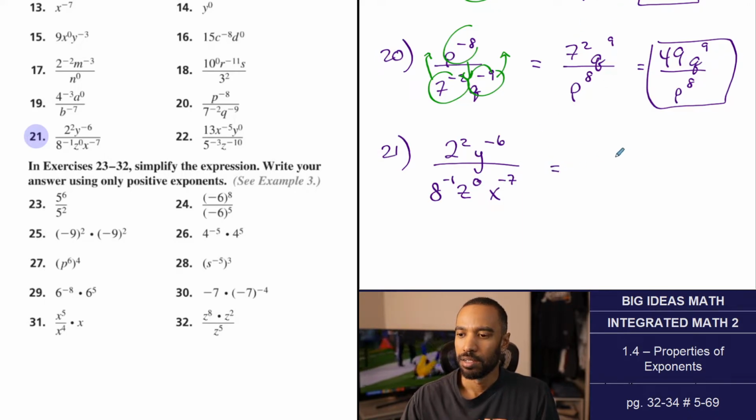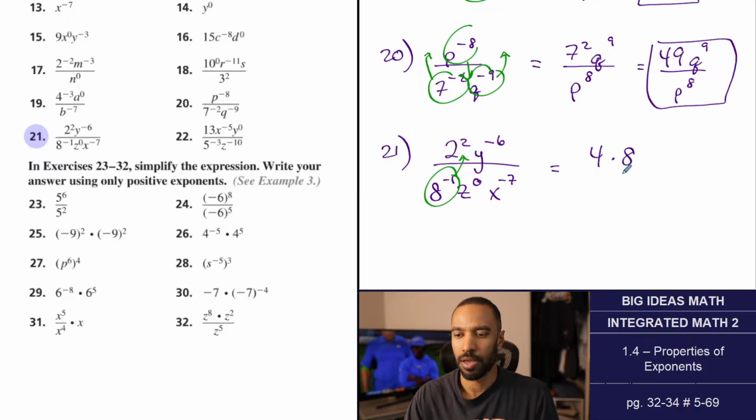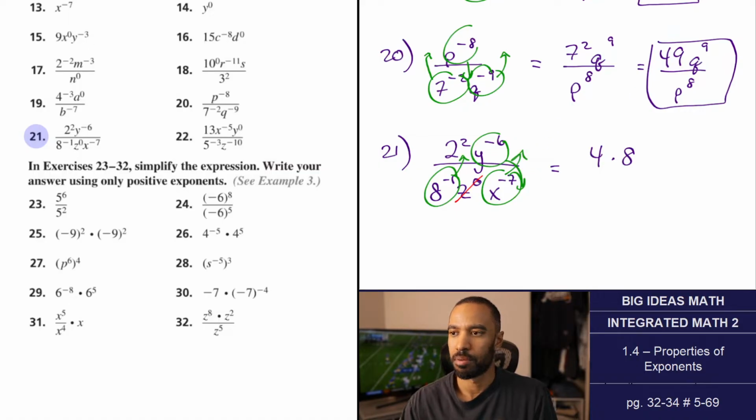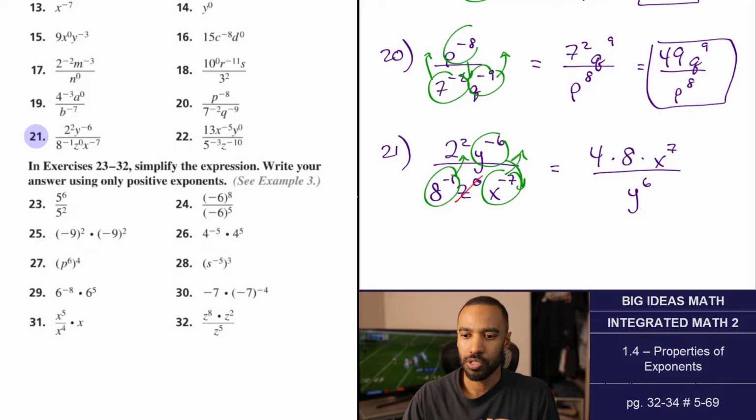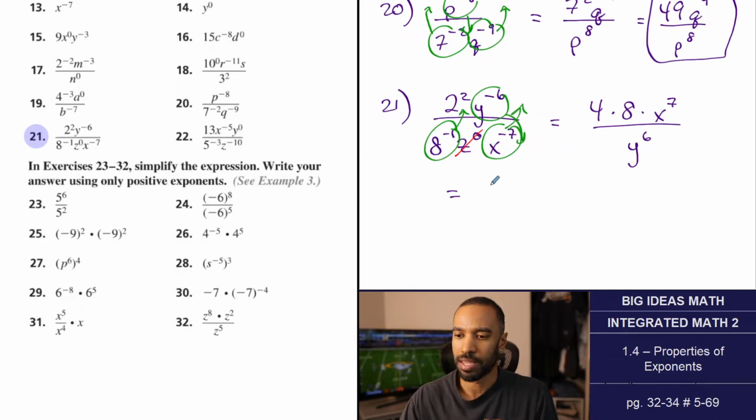2 squared will be 4. 8 to the negative 1st will come up and become 8 to the positive 1st, which is just 8. That will multiply with the 4. The z to the 0 is 1. y to the negative 6 will go down to become y to the positive 6. x to the negative 7th will come up to become x to the positive 7th. So times x to the positive 7th over, looks like we're now just left with y to the 6 down below. So as long as you can organize your own work on it, you should be okay. 4 times 8 is 32.